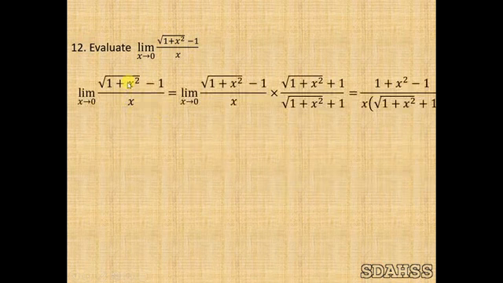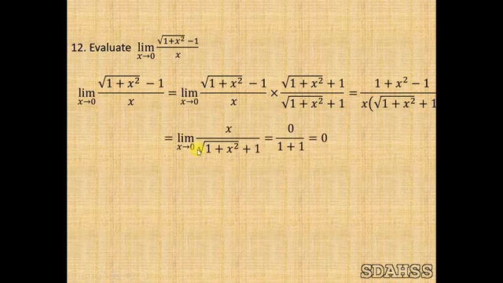12th sum, evaluate limit x tends to 0, root of 1 plus x square minus 1 divided by x. Now you have to multiply the numerator and denominator by its conjugate. So conjugate is root of 1 plus x square plus 1 divided by root of 1 plus x square plus 1, which is equal to, the numerator is in the form of a minus b into a plus b. A minus b into a plus b is a square minus b square. So this can be written as 1 plus x square minus 1 divided by x into root of 1 plus x square plus 1. Plus 1 minus 1 cancel, x is also cancel. So remaining you have limit x tends to 0, x divided by root of 1 plus x square plus 1.